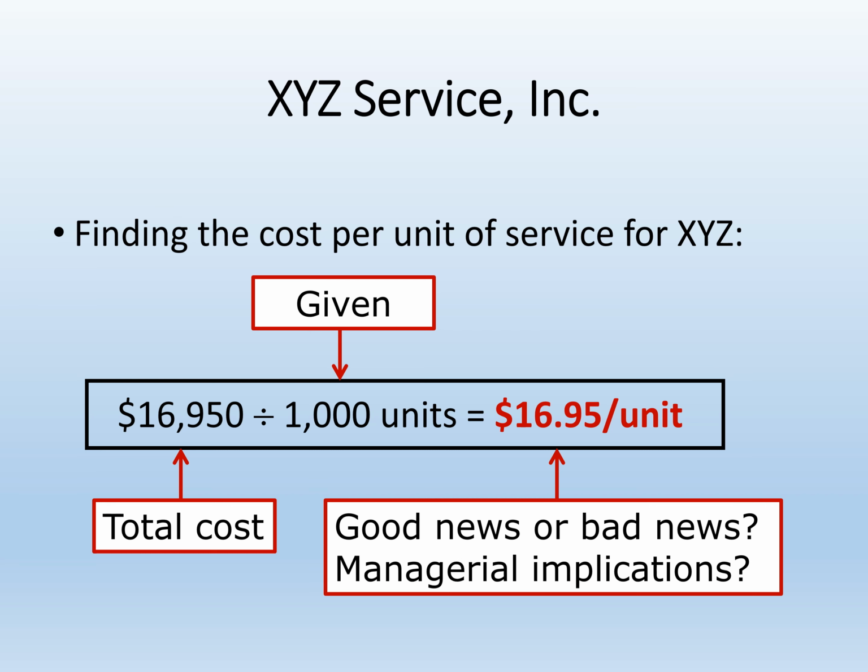If managers feel that this number is good news, they can think about what they can do going forward to sustain that level of performance. On the other hand, if it's bad news, then managers can think about what they can do to control the costs better going forward. This is the end of Chapter 16, Part 2.